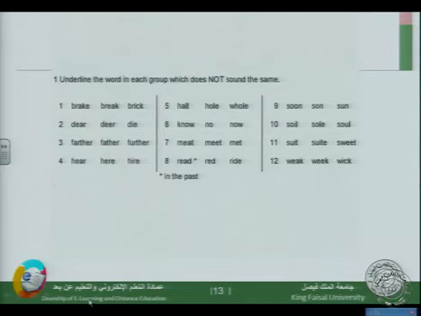And here we have another interesting exercise. Underline the word in each group which does not sound the same. في كلمة sound differently. Break, break, break.